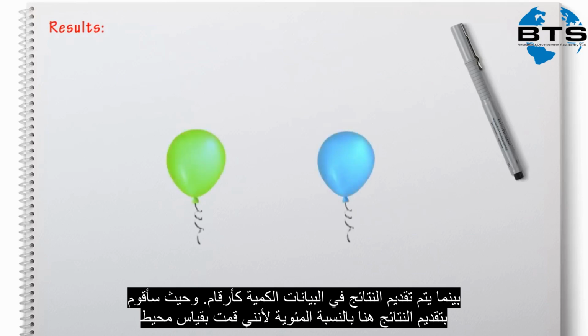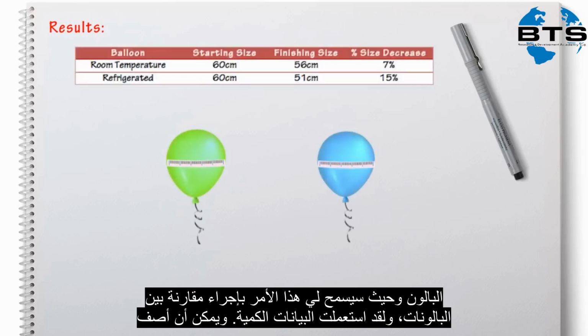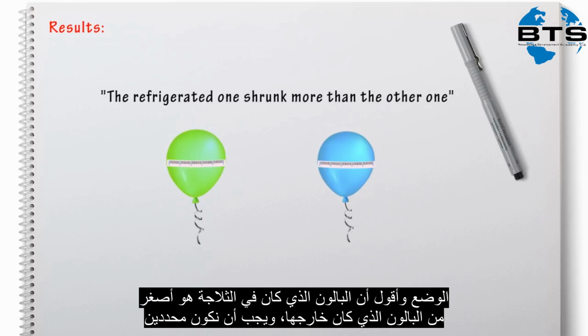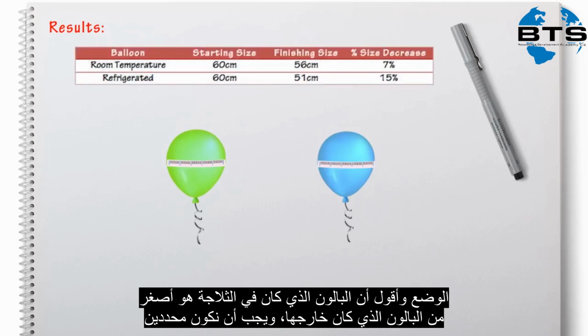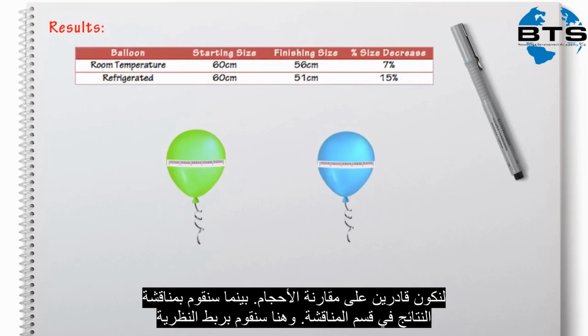Because I've measured the sizes of the balloons and I'm representing that as a percentage to allow comparison between the 2 balloons, I'm using quantitative data. I could simply describe the balloons and say that the one in the fridge is a lot smaller than the one that wasn't in the fridge, but that's nowhere near as precise as actually being able to use measurements to compare the 2 sizes.